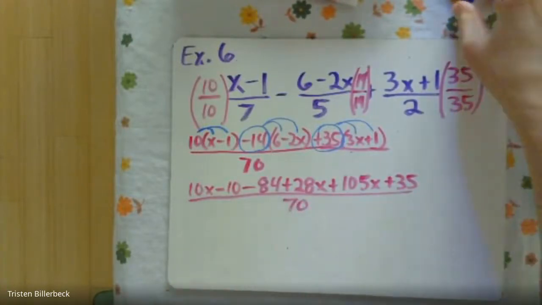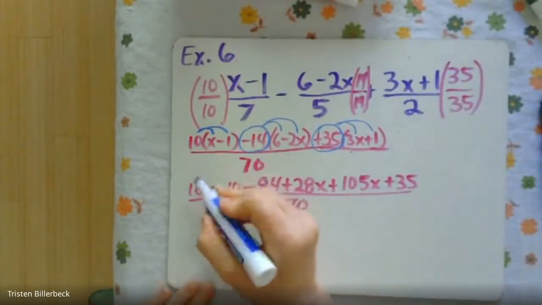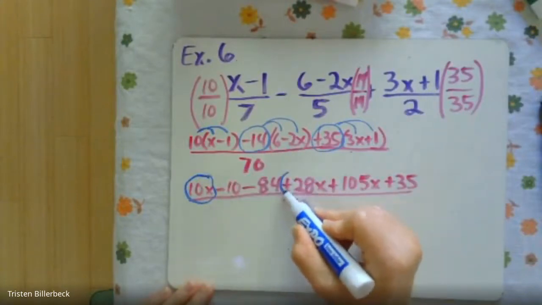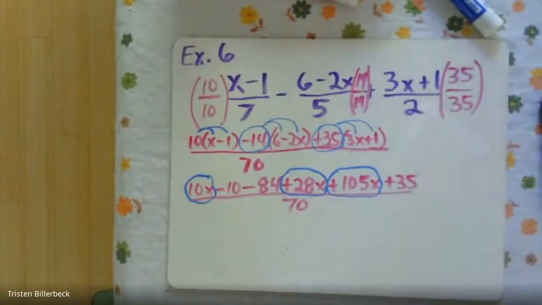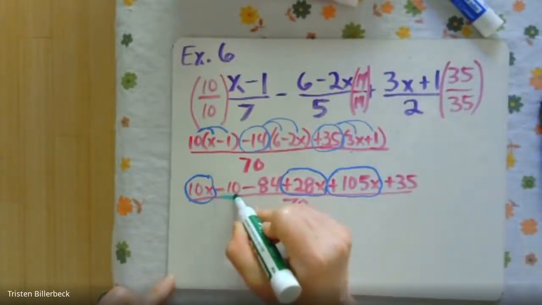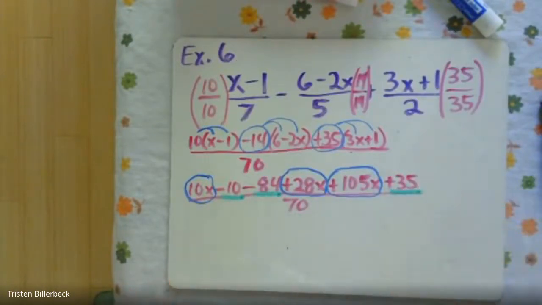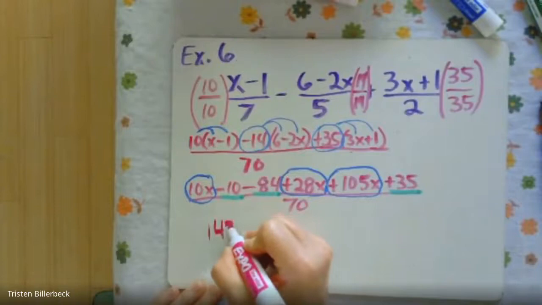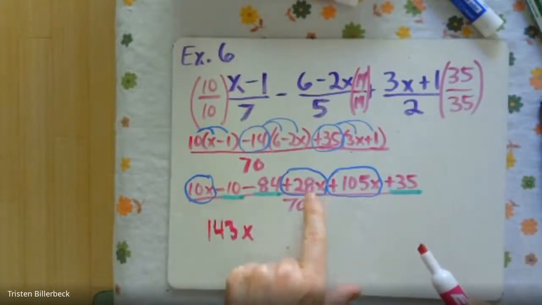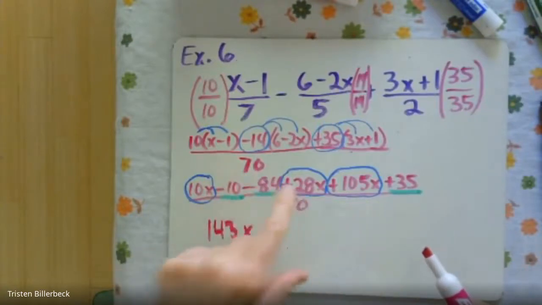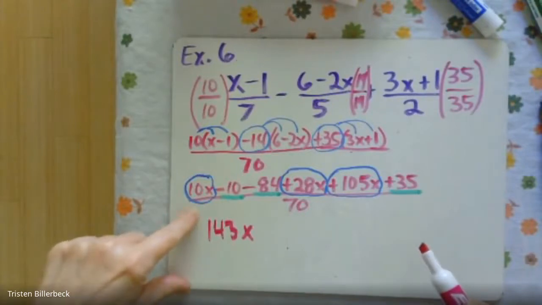So we need to combine like terms. So let's figure out what they are. So I've got 10x. I have 28x. I have 105x here. Okay. So I have a constant, another constant, and another constant. So I want to combine those. So 10x plus 28x is 38x. 38x plus 105 is 143x. Okay, so let's try that again. 105 plus 28. So 8 plus 5 is 13. So that's 133, plus 10 is 143.